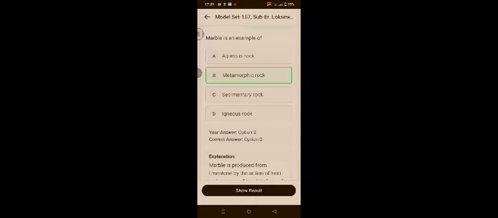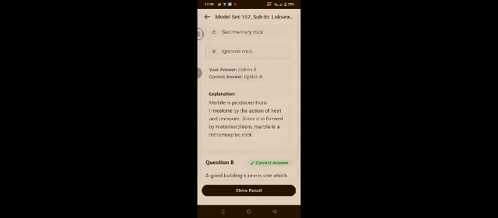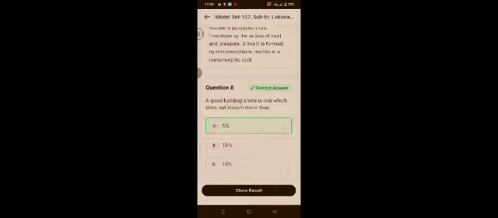Marble is an example of metamorphic rock. Marble is produced from limestone by the action of heat and pressure. Since it is formed by metamorphism, marble भनेको metamorphic rock हो.